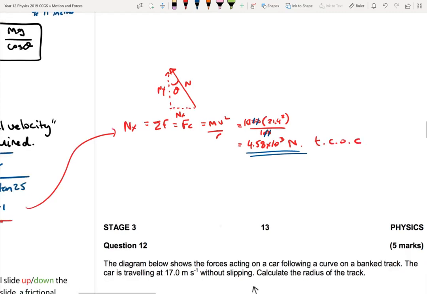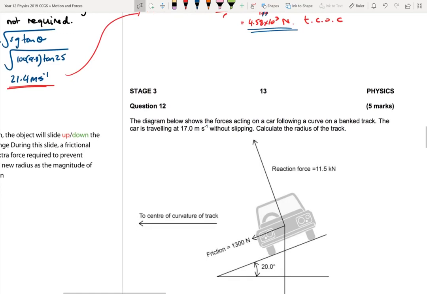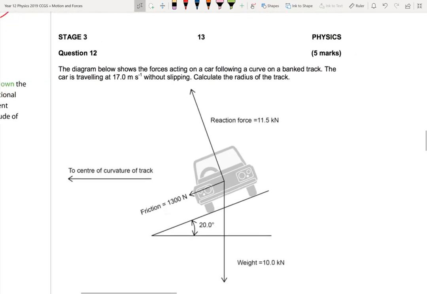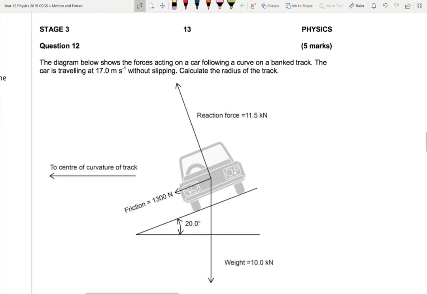So, here is a question that occurred in Stage 3, so we're talking previous to 2016. It used to be called Stage 2, Year 11, Stage 3, Year 12. Now it's Unit 1 and Unit 2, Unit 3 and Unit 4. This was an example where you were given all of the values. So it's not an ideal velocity. It's not a beautiful right-angled triangle that brings out an elegant v equals square root of r g tan theta. But calculate the radius of the track.